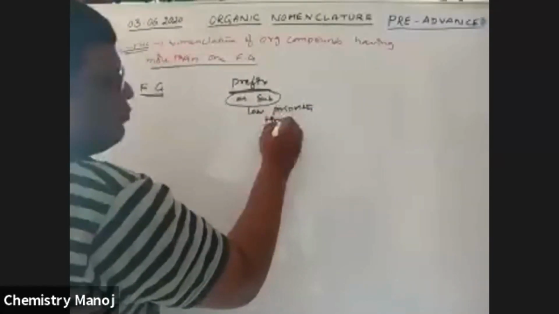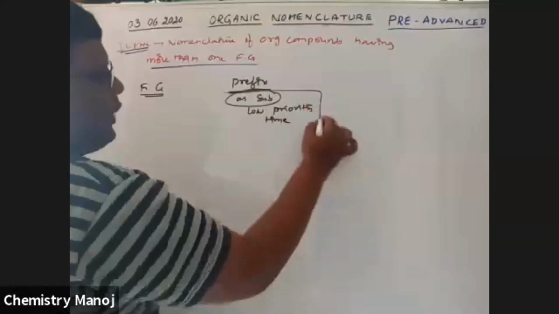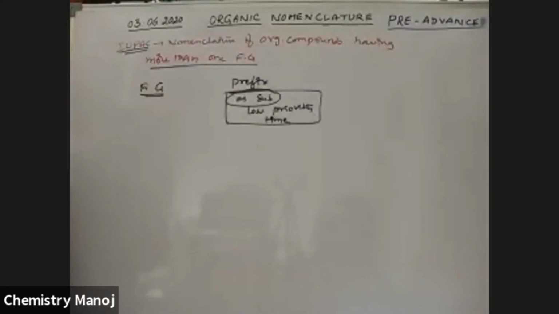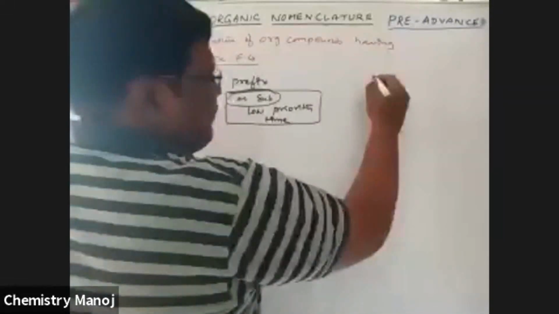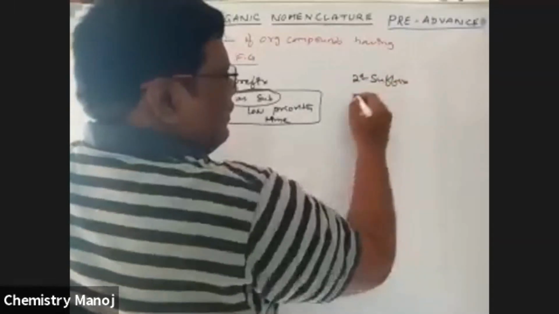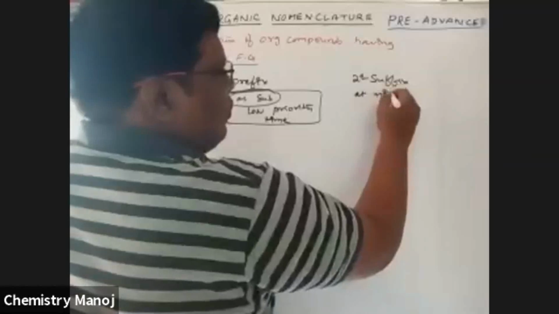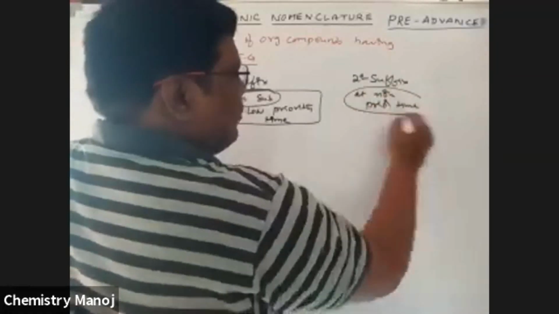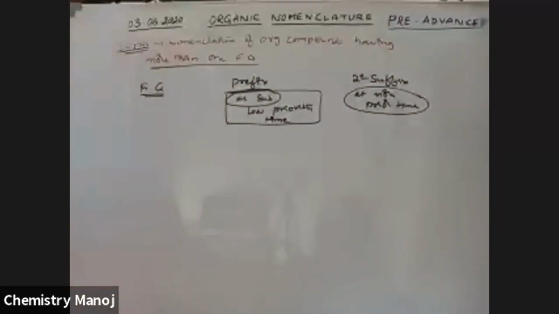Low priority time. At low priority time, that is taken as a prefix. Next, as a suffix, that is a secondary suffix. At more prior time, that is taken as a secondary suffix. Okay, everything is possible in this.